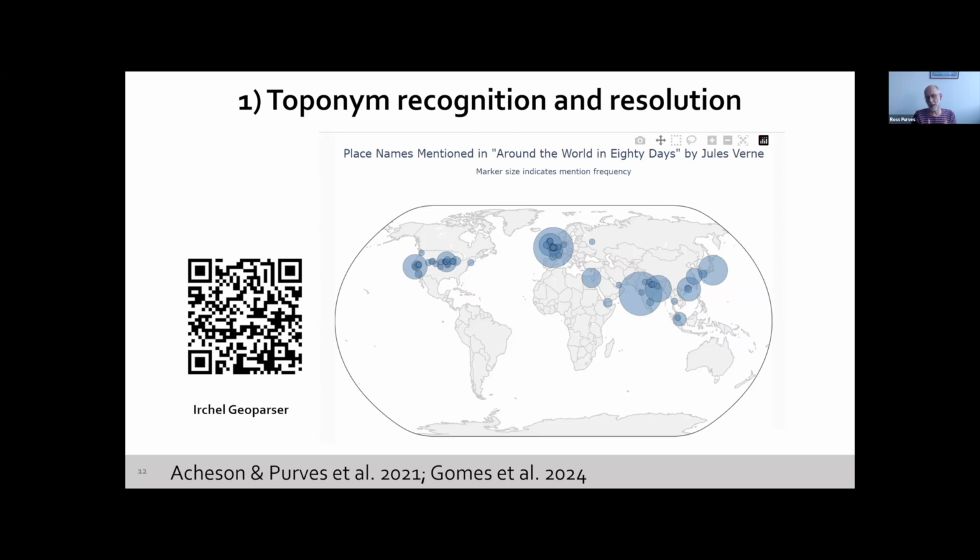So this is very much still an area where there's a lot of development going on, and people are very excited about using large language models for doing this, for example, but where we're still not so good as we'd like to be. And actually this visualization shows you quite nicely how well this empirical geoparser works. It's actually analyzing all the place names that are mentioned in Around the World in 80 days.